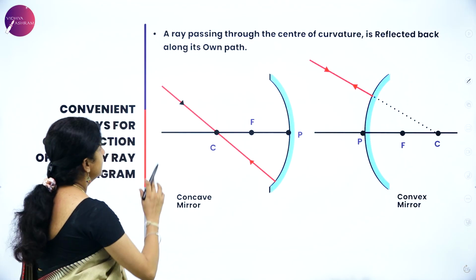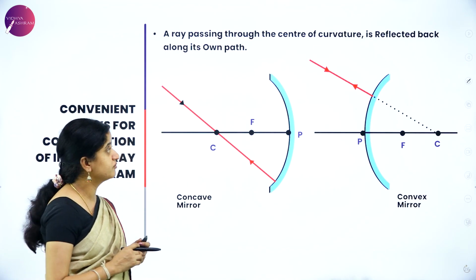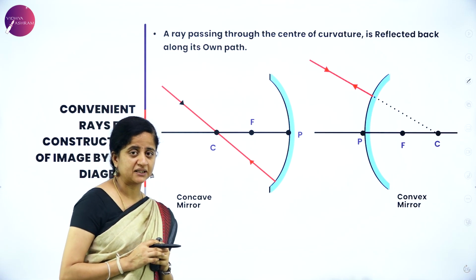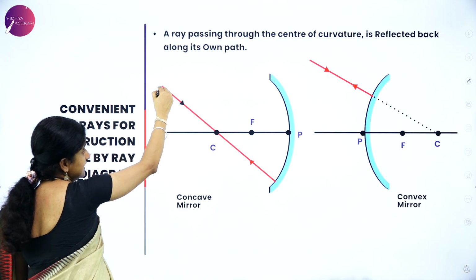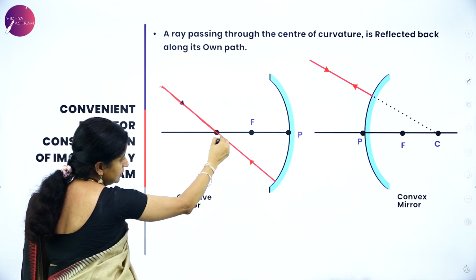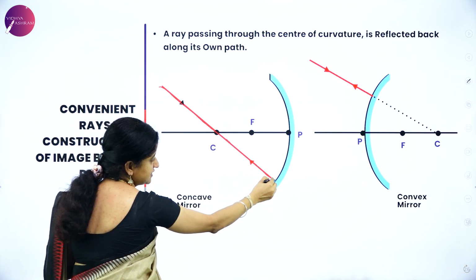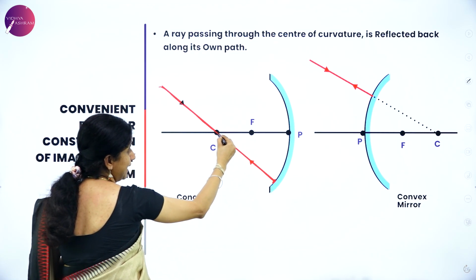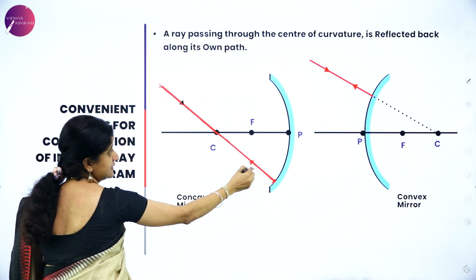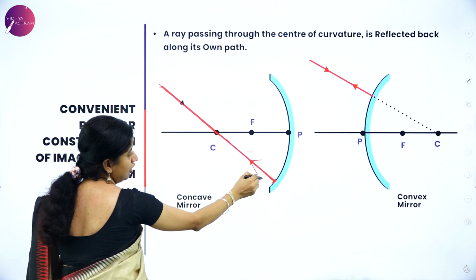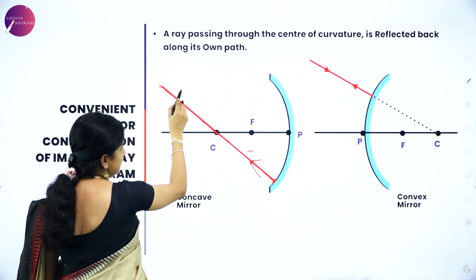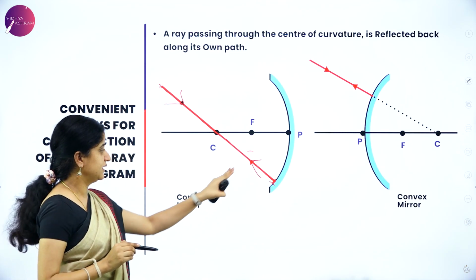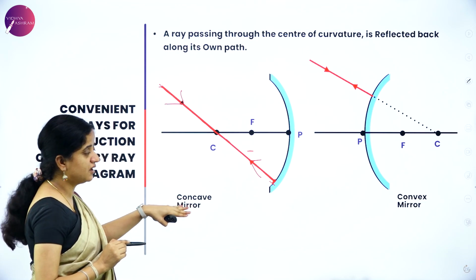The first one is a ray passing through the center of curvature, which is reflected back along its own path. Say, for example, this is my incident radiation which is passing through the center of curvature. After striking the mirror or the surface, it will come back again along the same path, in the opposite direction. So this is my incident ray, and after striking it is coming back again on the same path. That is my reflected ray. This is for the concave mirror.